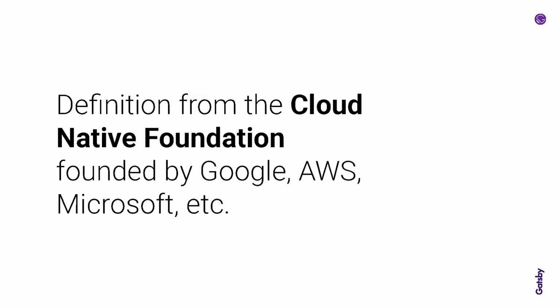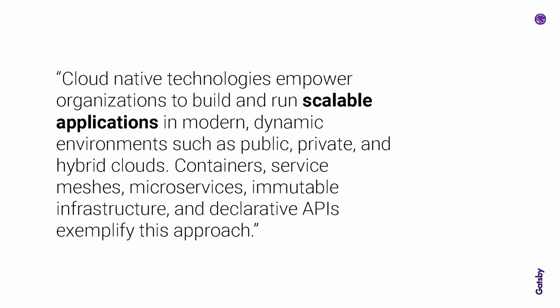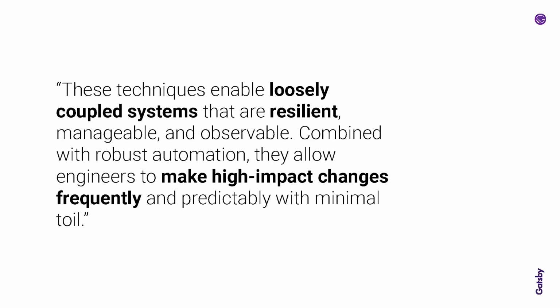There's a Cloud Native Foundation, which a lot of the big players have created to shepherd a lot of standard infrastructure bits of software, like Kubernetes. And they define cloud-native technologies as those that empower organizations to build and run scalable applications in modern dynamic environments such as public, private, and hybrid clouds. Containers, service meshes, microservices, immutable infrastructure, declarative APIs exemplify this approach. These techniques enable, the money slide, these techniques enable loosely coupled systems that are resilient, manageable, and observable. Combined with robust automation, they allow engineers to make high-impact changes frequently and predictably with minimal toil.